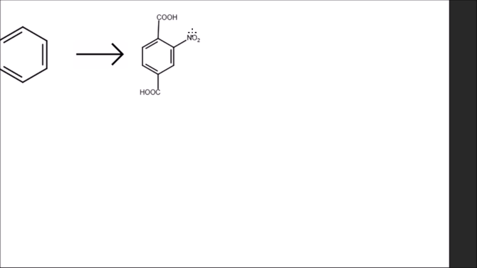Obviously we can't add the NO2 first, because if we add it first, it's too strongly deactivating, and strongly deactivating groups can't undergo Friedel-Crafts reaction. So first we need to do the Friedel-Crafts alkylation by using CH3Cl with a catalyst, and we need to do it twice.